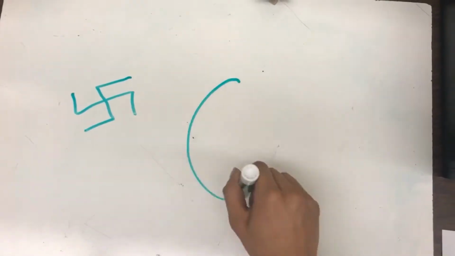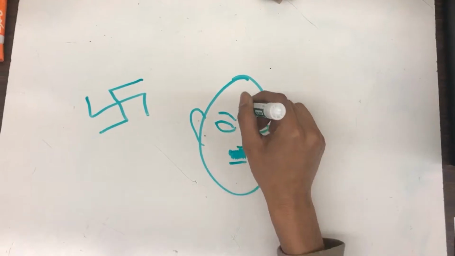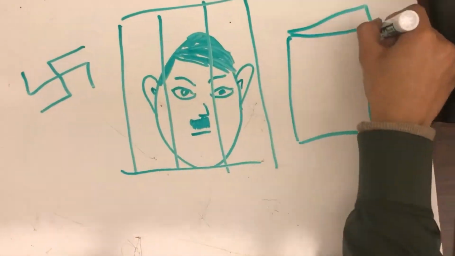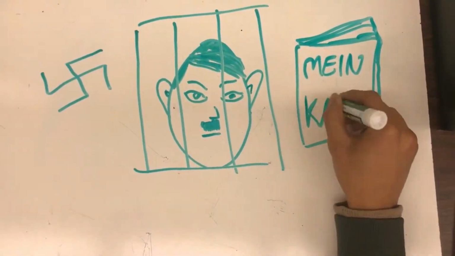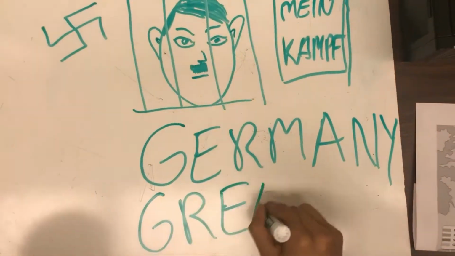After joining the Nazi Party, Hitler tried to overthrow the government in a coup known as the Beer Hall Putsch in 1923. This failed, and Hitler was sent to jail, where he wrote his infamous Mein Kampf, which outlined Nazi ideology as well as his plans to make Germany great again.